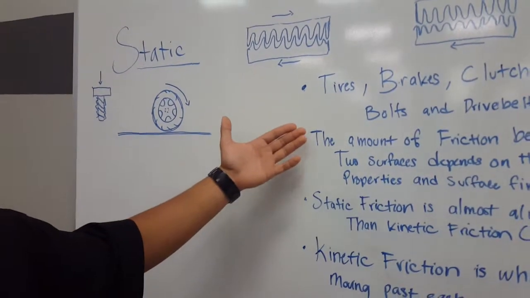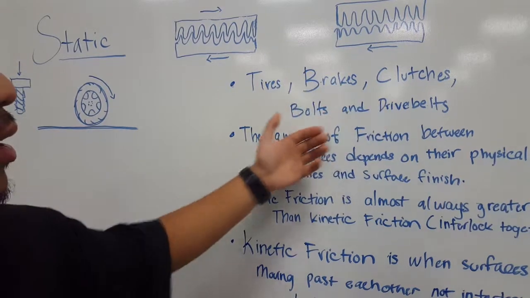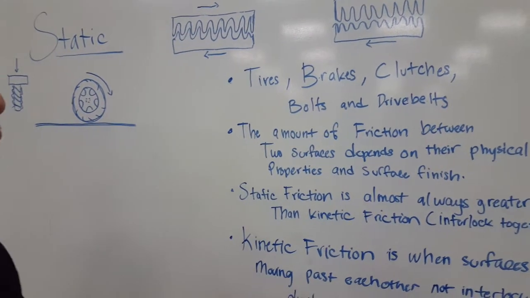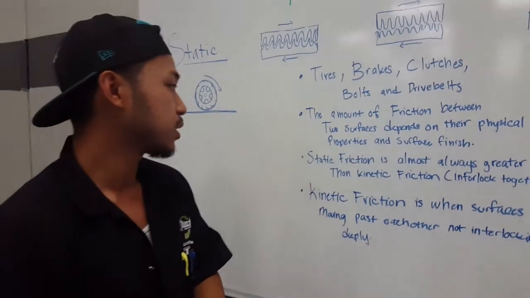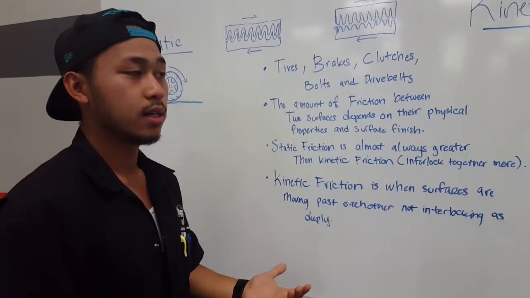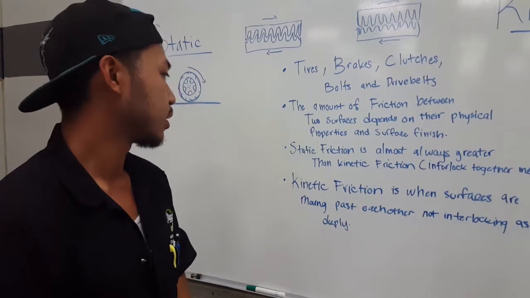A few other examples for friction would be tires, brakes, like I said, your clutch, bolts, and drive belts. The amount of friction between two surfaces depends on the physical property and surface finish. And of course, if it has more grit, or if it's metal, it's going to change the friction.